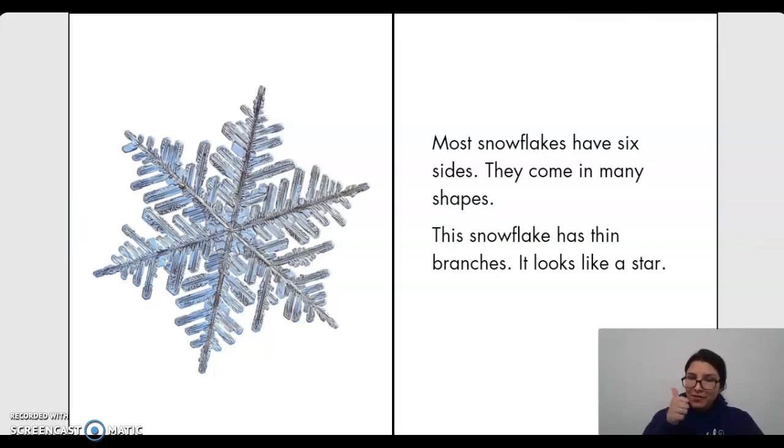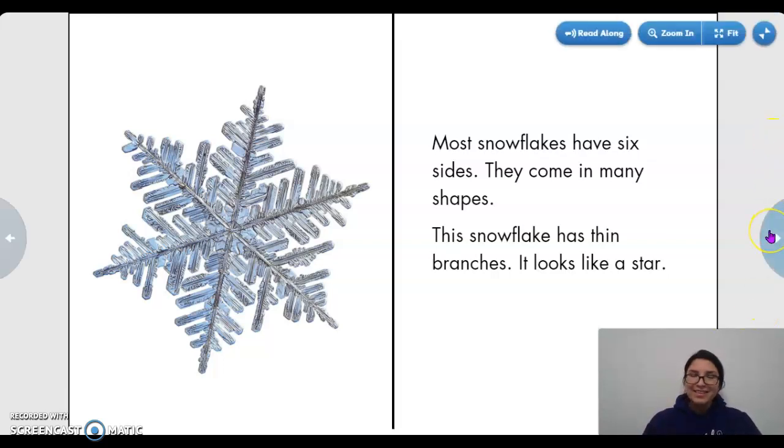Give me a thumbs up if you've ever seen snow. Give me 2 thumbs up if you remember when it snowed here in Texas about almost a month ago. Yeah, wasn't that fun?